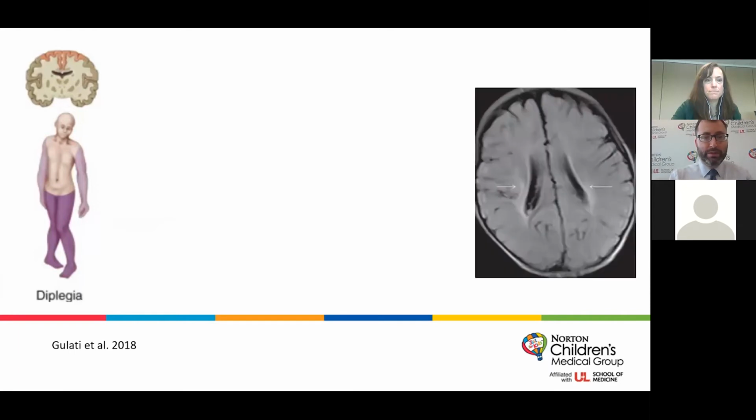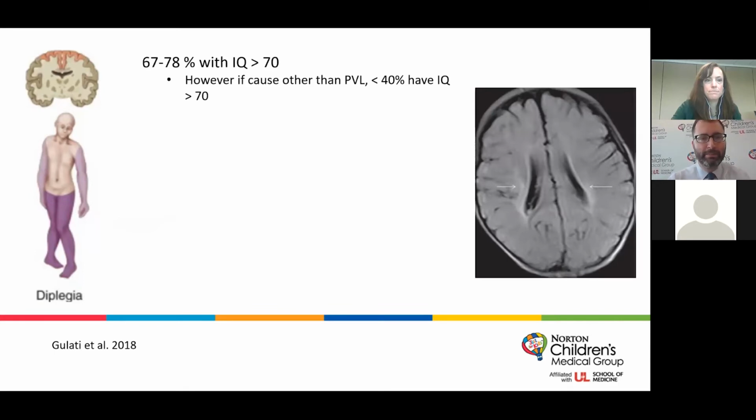Diplegic cerebral palsy. So these are patients, and I'm using an example here. Most of the time when we think about diplegic cerebral palsy, we're thinking of patients with something called PVL, and that's periventricular leukomalacia. That means periventricular, around the ventricles, around the fluid sacs, leukomalacia, scarring in that area, white matter scarring. And so again, many of these patients may have normal IQs, somewhere between 67 to 78%. Now, if patients have a different cause other than periventricular leukomalacia causing their diplegia, they actually have higher risk of a lower IQ.